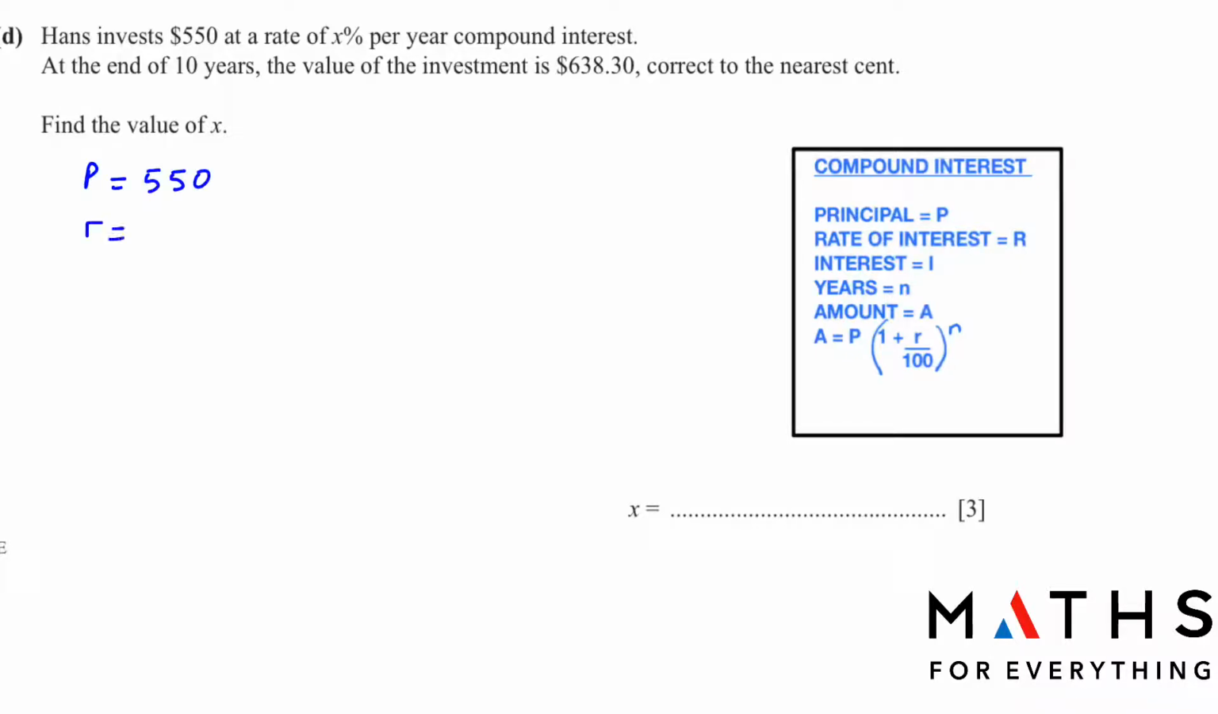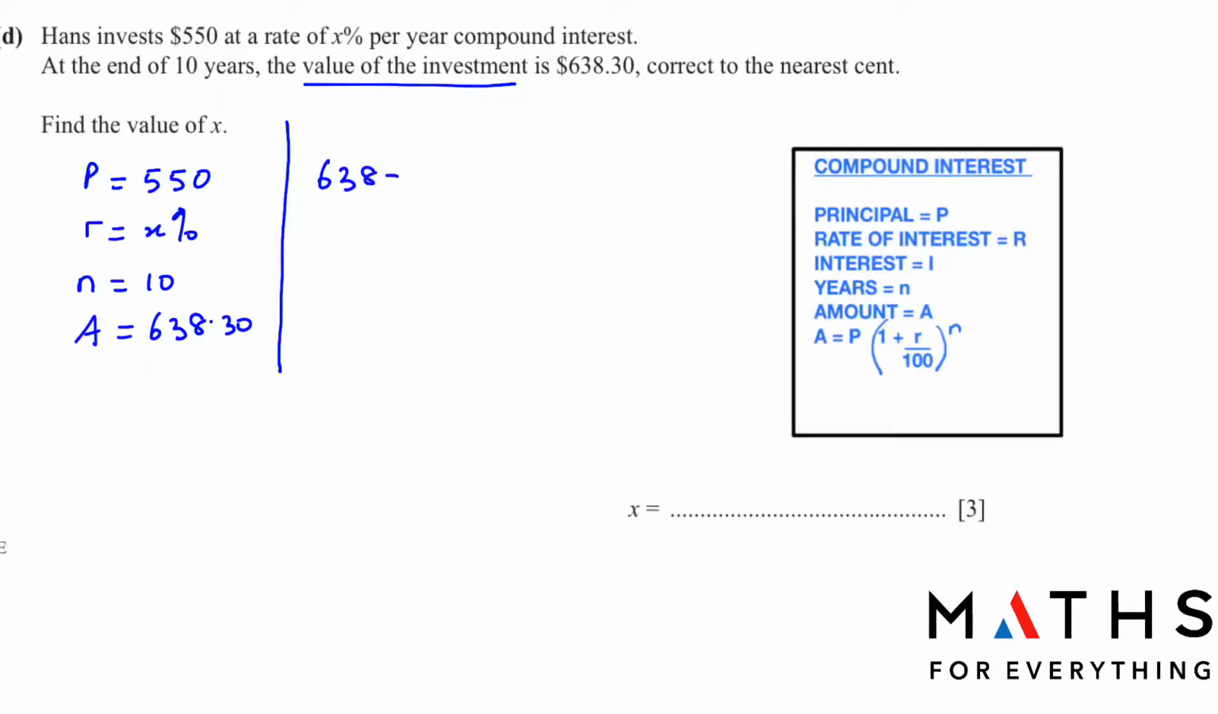The rate of interest is X%. The time is 10 years. And the value of the investment is $638.30. This is the amount, the final amount. Now using the formula, we are going to place everything in its proper place.